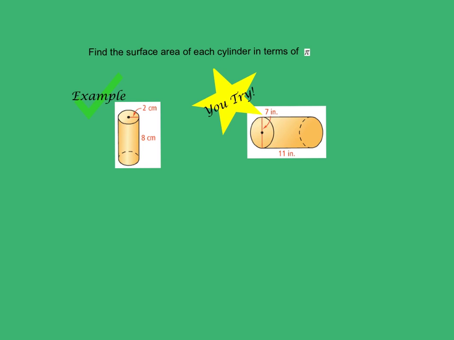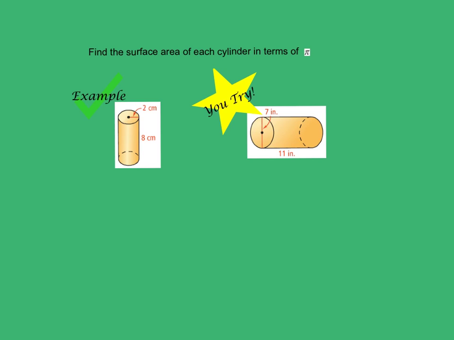Alright, here are the last 2 problems. Our directions are to find the surface area of each cylinder in terms of pi. So when it says something like in terms of pi or in terms of whatever, it means leave that in your answer. So we're going to leave this symbol pi in our answer. We're not going to plug in 3.14, or we're not going to push that pi button in our calculator. Okay, so our steps again.